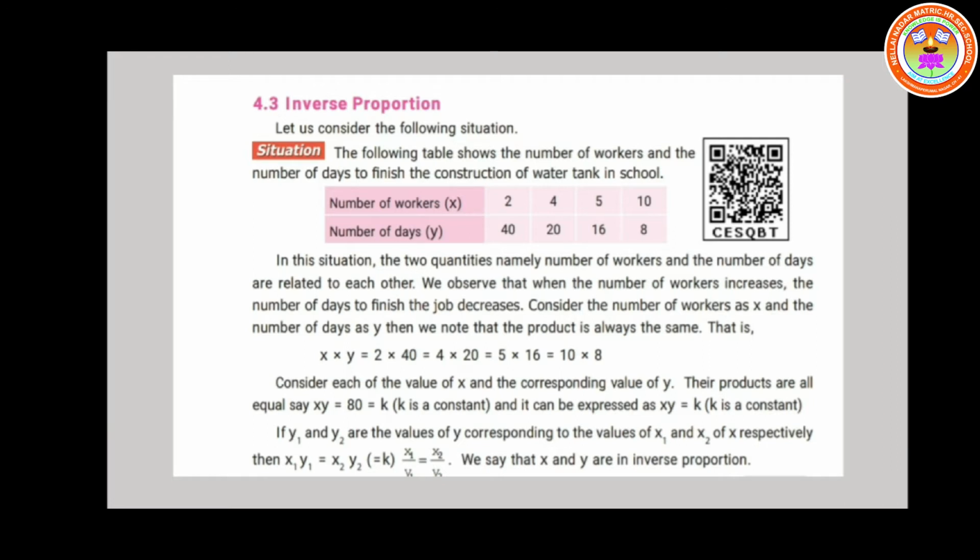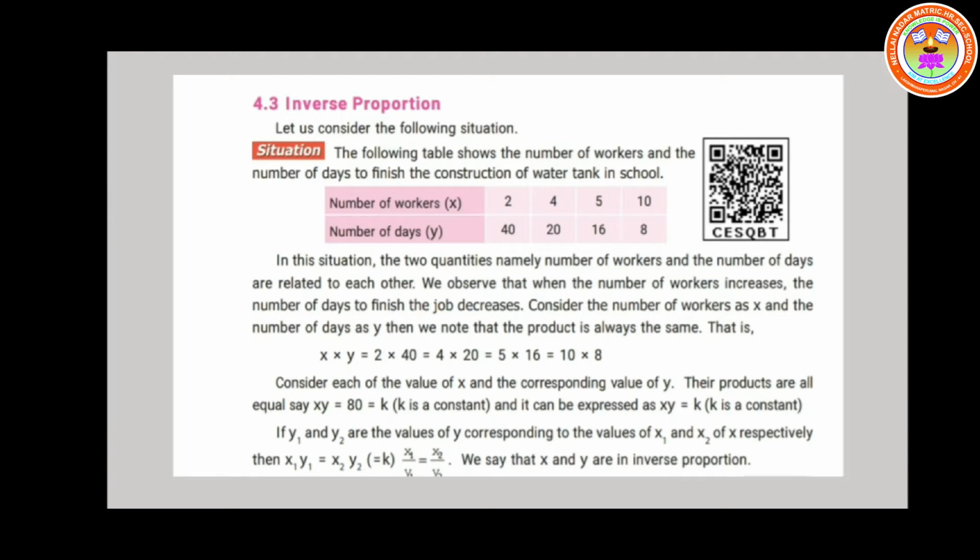In this situation, the two quantities, namely the number of workers and the number of days, are related to each other. We observe that when the number of workers increases, the number of days to finish the job decreases. I think you understood. When the number of workers increases, the number of days getting decreases because the number of workers is increasing. So as x increases, y decreases. Consider the number of workers as x and the number of days as y.